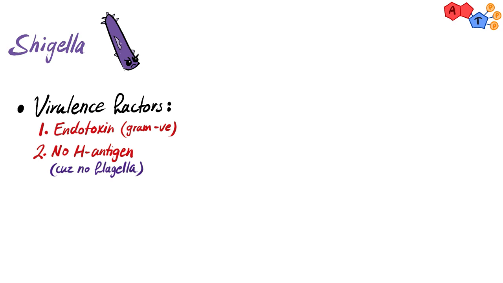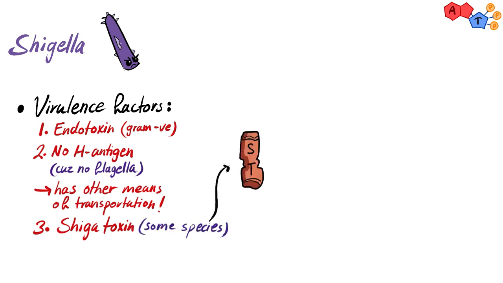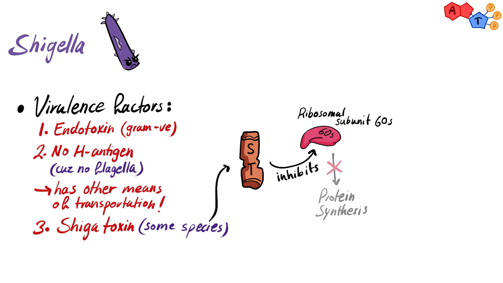But don't let that deceive you, because she has an awesome inbuilt mechanism to move and invade your intestinal epithelium, which we will talk about in a moment. Now, some species of Shigella produce Shiga toxin. Shiga toxin damages cells by binding to the 60S ribosomal subunit and inhibits the synthesis of protein.